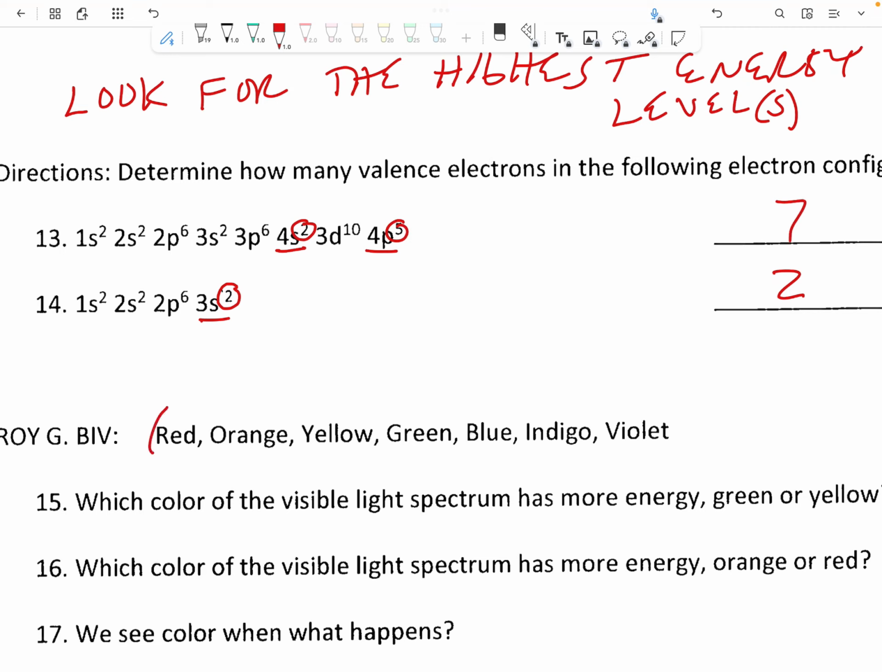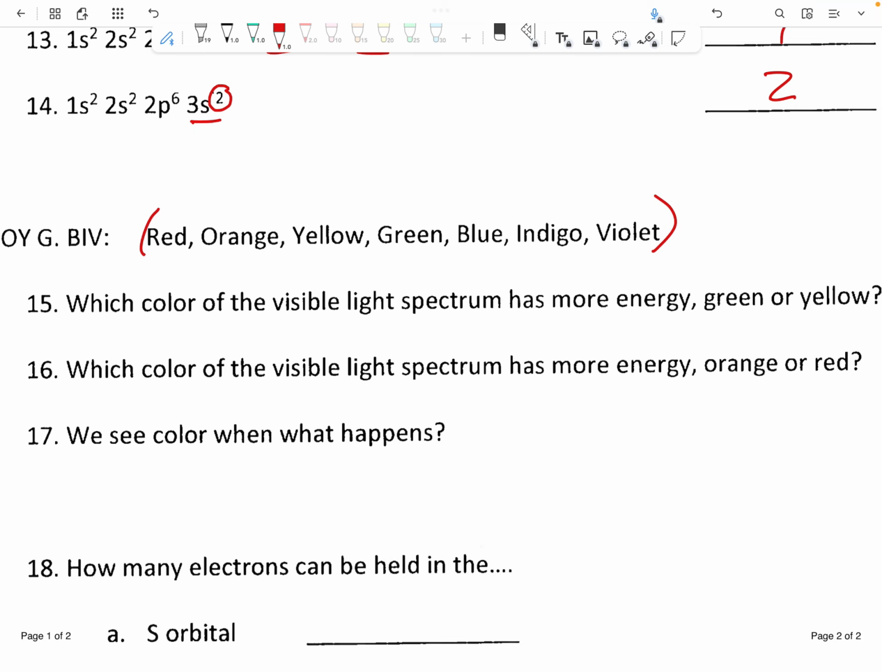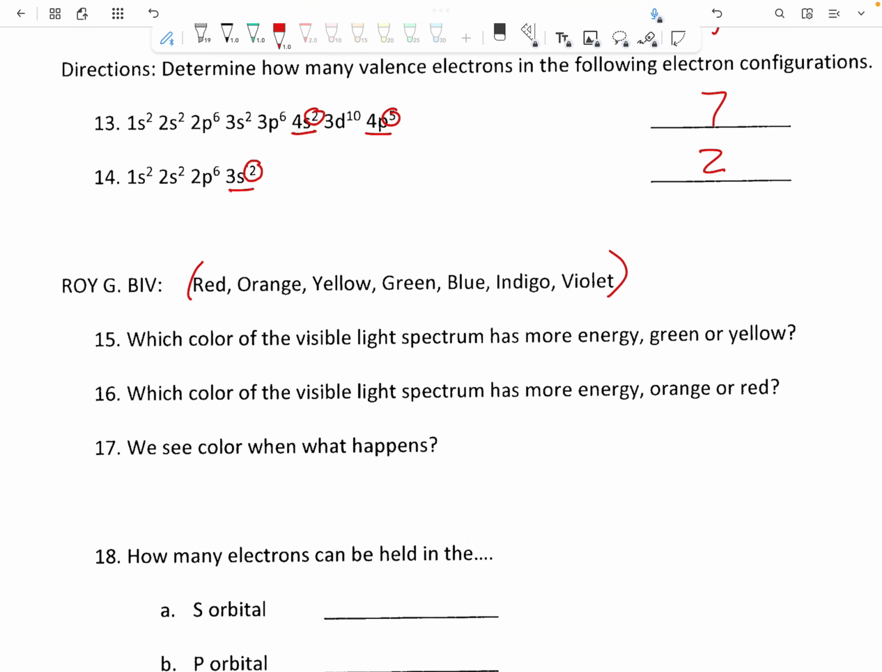Please know that red, orange, yellow, green, blue, indigo, violet is your Roy G. Biv. And the one that has more energy, green or yellow, that would be green, because there is more energy on the violet side of the spectrum and less energy on the red side. And number 16, which has more energy, orange or red, that would be orange, because orange is closer to the violet side than red is.